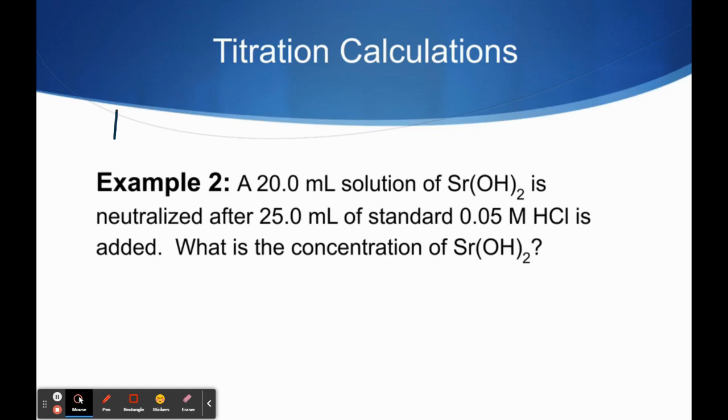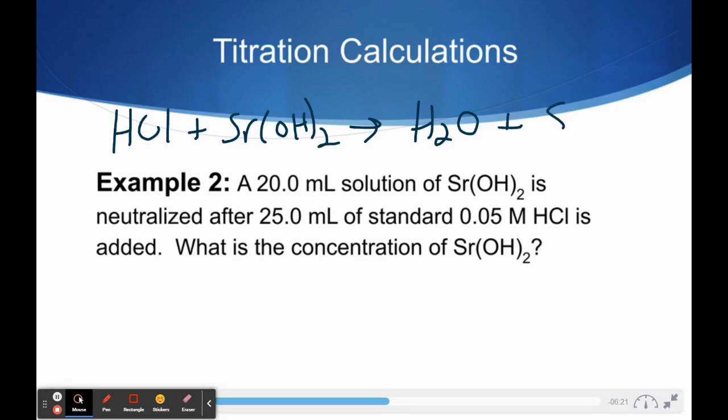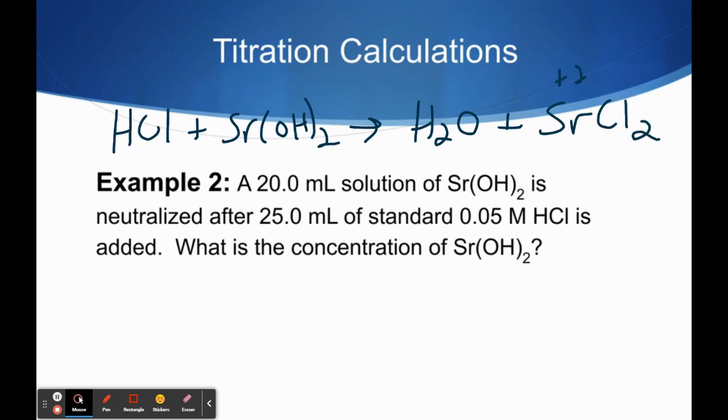So again, we need to start by writing our equation. We have HCl plus Sr(OH)2. Our first product is going to be water, and then we're going to be left with SrCl2, because Sr is +2, Cl is -1. So our neutral compound is SrCl2. So this equation will need to be balanced. So we need to put a 2 in front of the HCl and a 2 in front of the H2O.